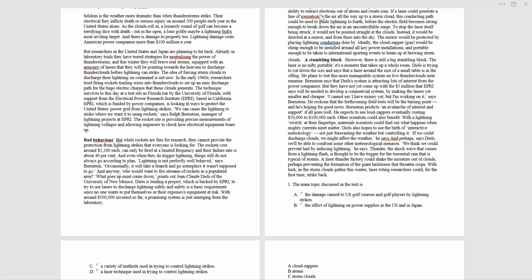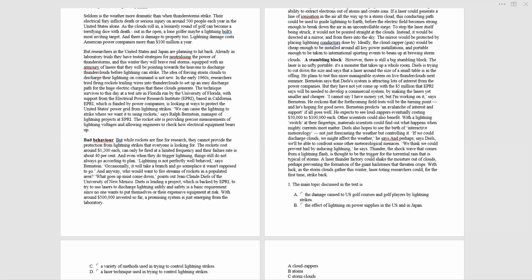So understand this question. The main topic discussed in the text is: the damage caused to US golf courses and golf players by lightning strikes, or the effect of lightning on power supplies in the US and Japan, a variety of methods used in trying to control lightning strikes, a laser technique used in trying to control lightning strikes.